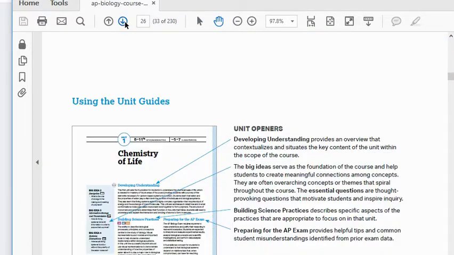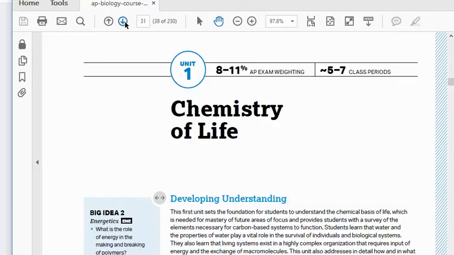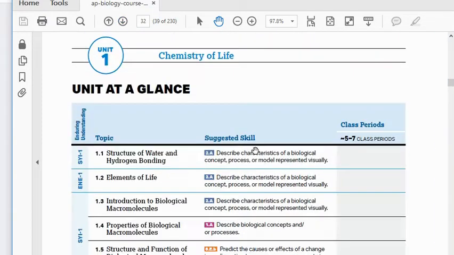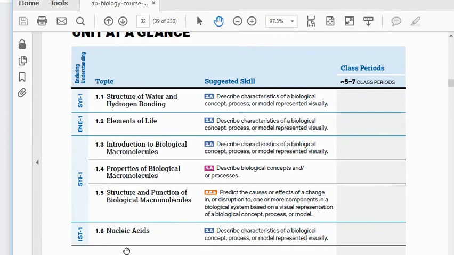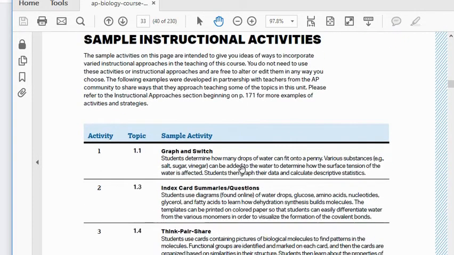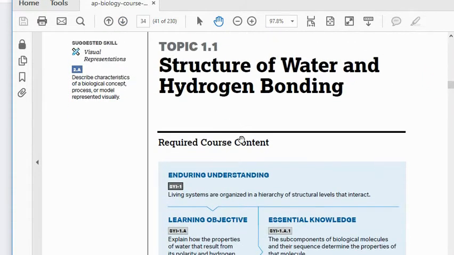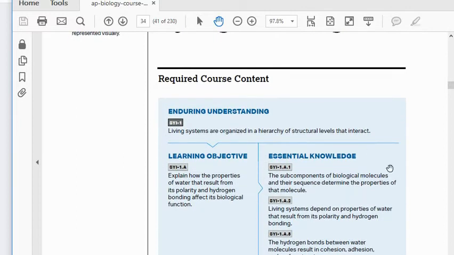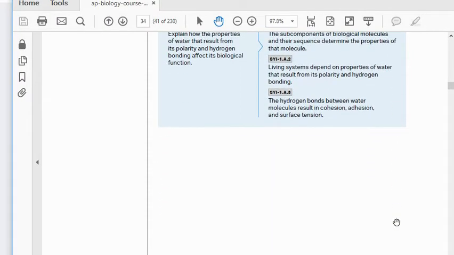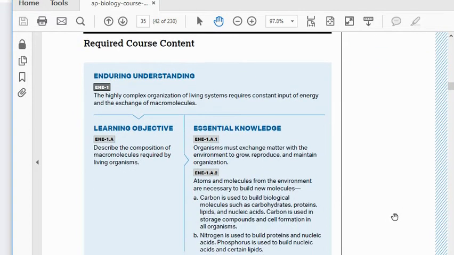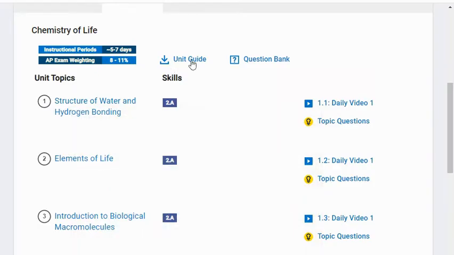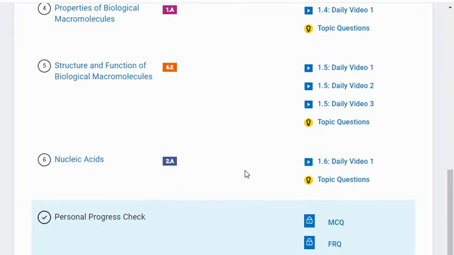Let me do this. So this is our first unit. It gives you exactly the topics we're covering. You don't have to worry about instructional activities. And then here for each of these topics, it tells you exactly what you're going to be responsible for knowing for that topic. So if you're somebody that likes to be really organized and know exactly what's expected of you, those are good things to look at. So you can open that just by clicking on this link here for unit guide. Okay.